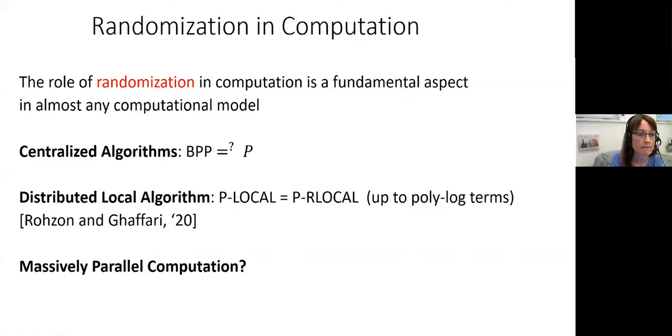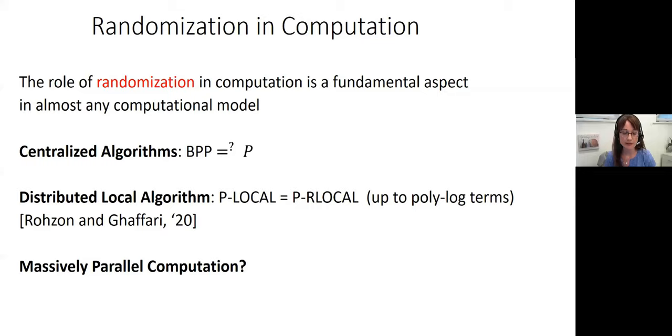Okay. So in the distributed local algorithm setting, we had these analogous classes of P-LOCAL and P-RLOCAL. The polynomial time analog in distributed algorithms is polylog. And recently, in a very exciting breakthrough result, Rozhoň and Ghaffari showed that indeed these two classes are equivalent. That means that at least for the purpose of polylog computation, randomness is not necessary. Today we are going to discuss another exciting model, which is that of massively parallel computation, and we'll try to address this gap between randomized and deterministic algorithms that we have in this setting.